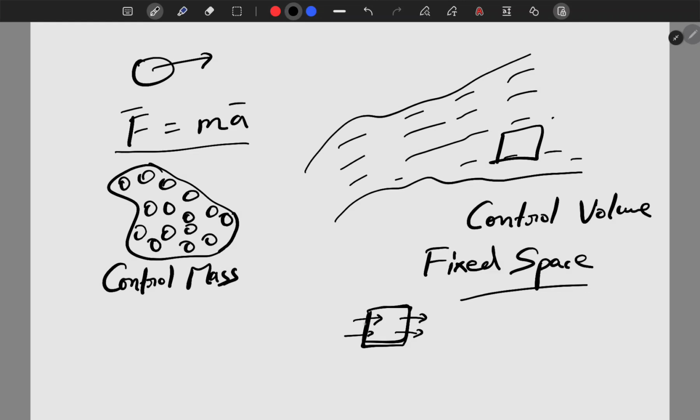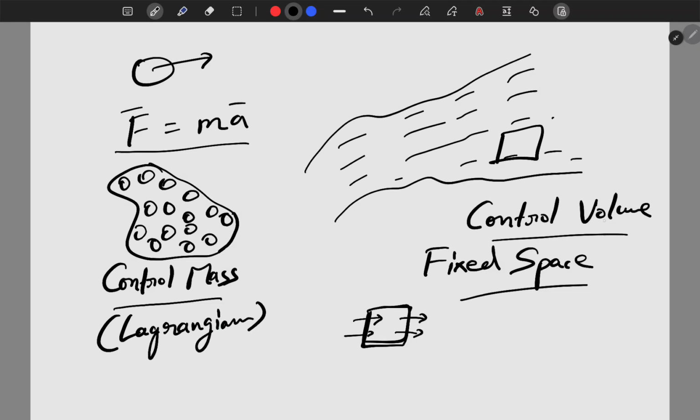Because of the mass coming in and going out, the formulation of the conservation equations will have to be changed, and how exactly those changes are made, we will see in future videos. But for now, there are two possible approaches: the control mass approach and the control volume approach. The control mass approach is also known as the Lagrangian approach. The control volume approach is also known as the Eulerian approach.